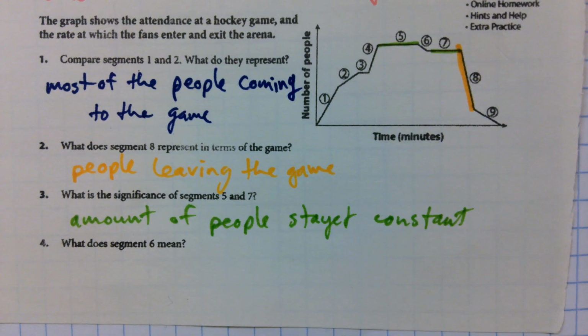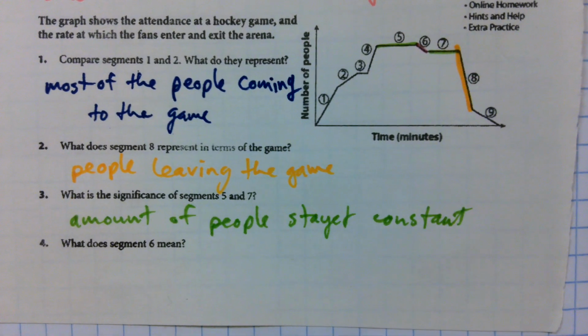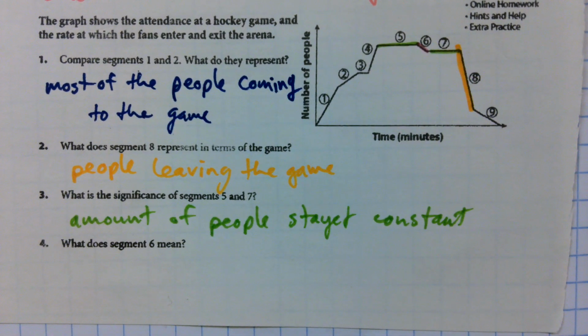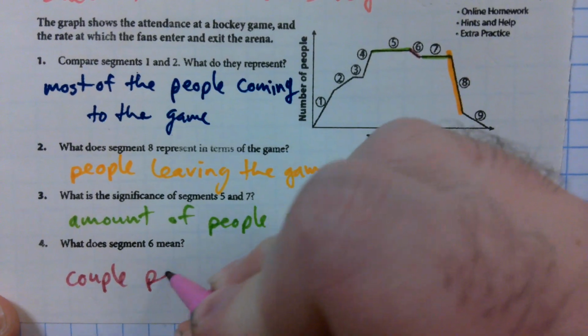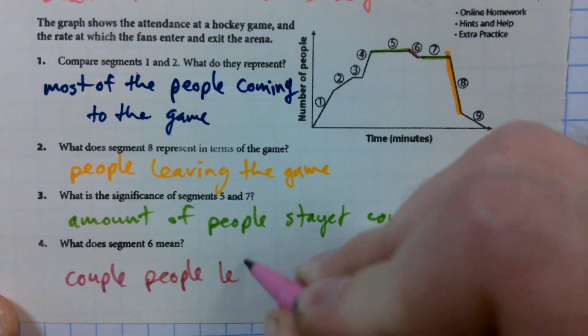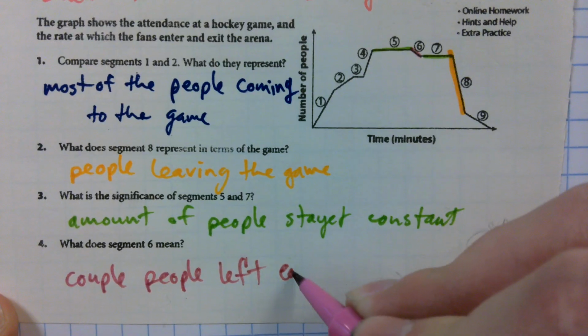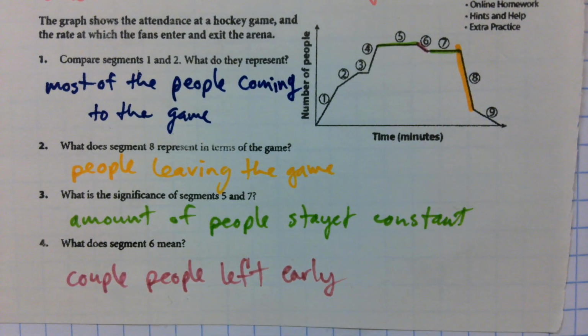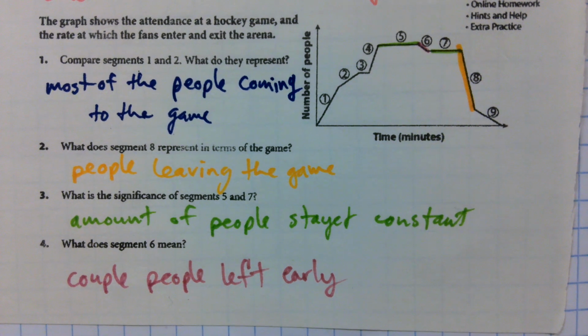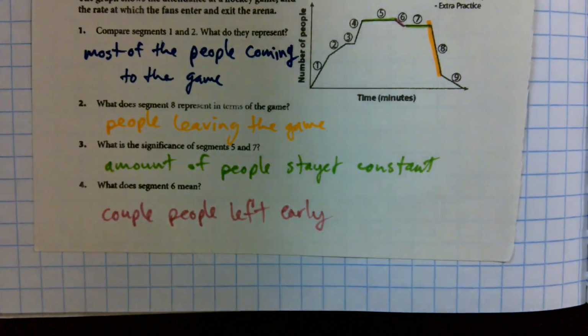Who can help me out with segment 6? What does segment 6 tell us, Tyler? People are losing interest in the game, and then they're leaving. And then they're leaving, right? Couple people left. We could just say couple people left early. Beating the traffic. That's right. Or their favorite team is losing. Yeah. Right? I'm sure there were Jets fans in San Francisco that left early yesterday because their team was losing pretty bad.